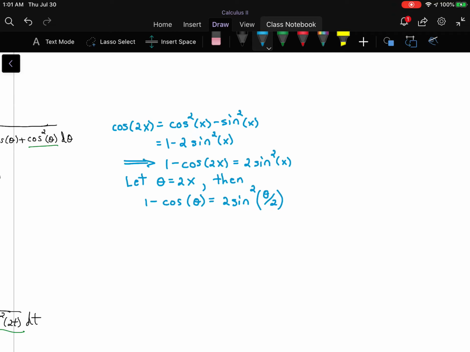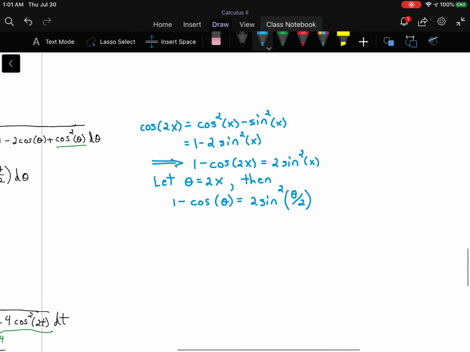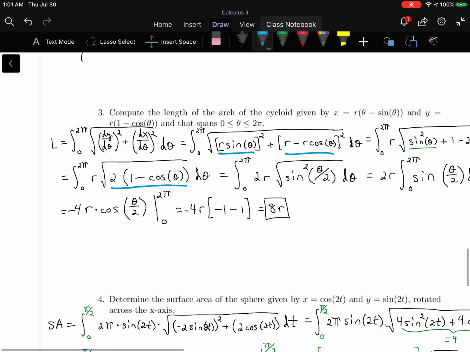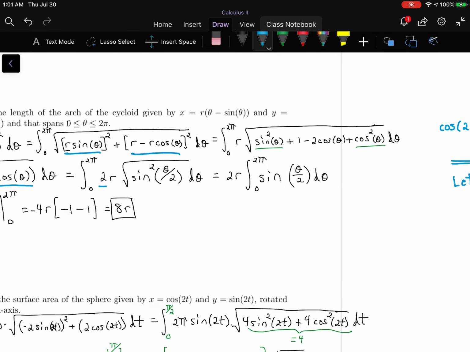And then I want 2x to really be theta. So if theta is 2x, I'm going to have 1 minus cosine theta, but that means x is theta over 2, so I have a 2 sine squared of theta over 2. Now that our integral has 1 minus cosine theta, I know that that is equal to 2 times sine squared of theta over 2. So I make that substitution. I'm going to have a 2 times the 2 that's inside the square root. So that's the square root of 4, which is 2, so that's where this 2 came from. And then the square root of sine squared is just sine.